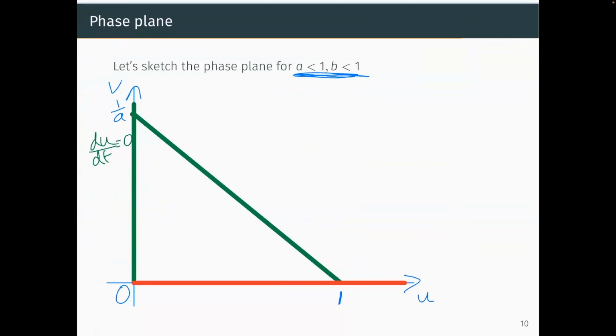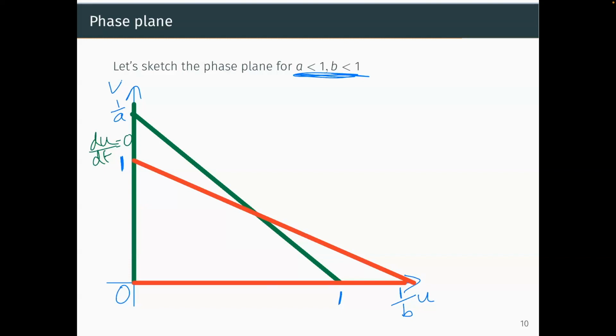Okay, so what does that look like? We're going to intersect the vertical axis at 1 and the horizontal axis somewhere down there. The fact that a is less than 1 and b is less than 1 tells me where these intersections are relative to values of 1 on the axes. Because a is less than 1, 1 over a is going to be greater than 1. And because b is less than 1, 1 over b is going to be greater than 1.